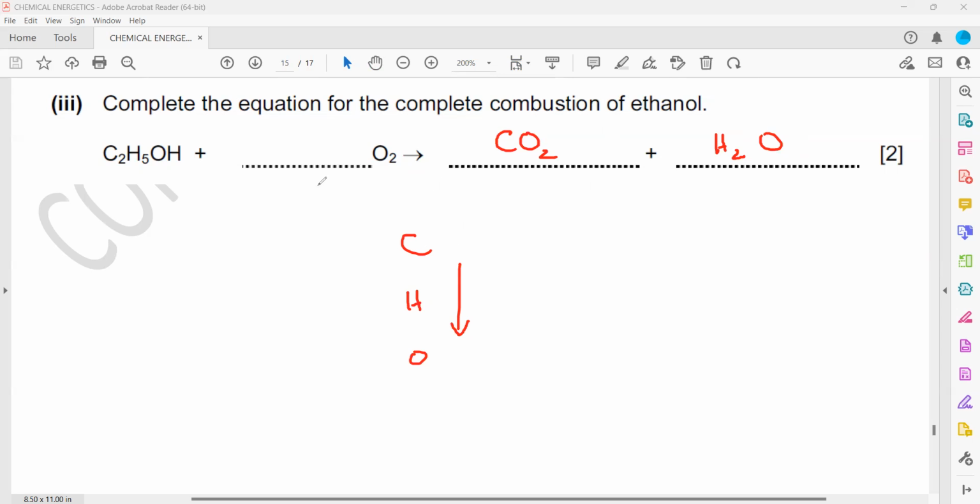First we start with carbon. There are 2 carbon on the left hand side, so we should have 2 carbon on the right, so we put 2, so carbon is balanced. Then hydrogen.